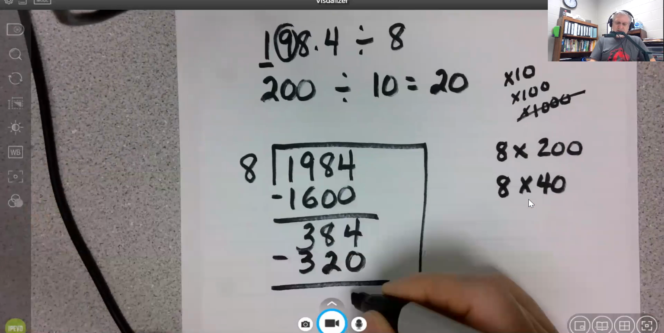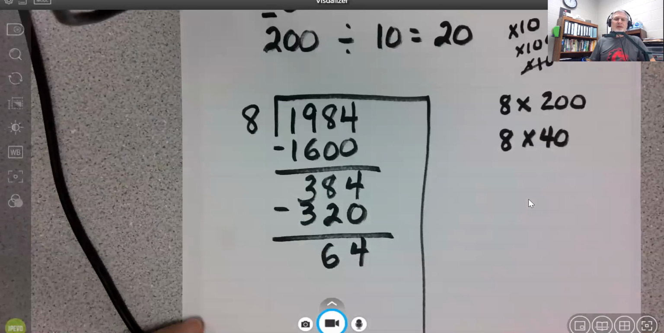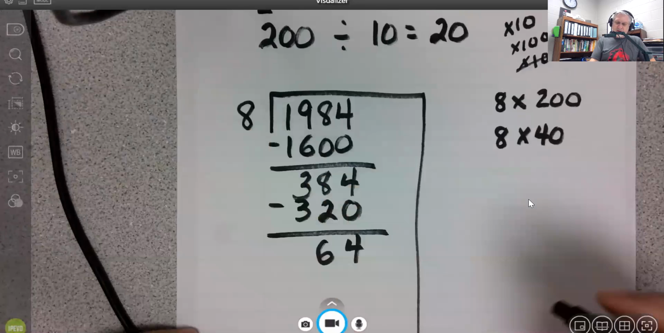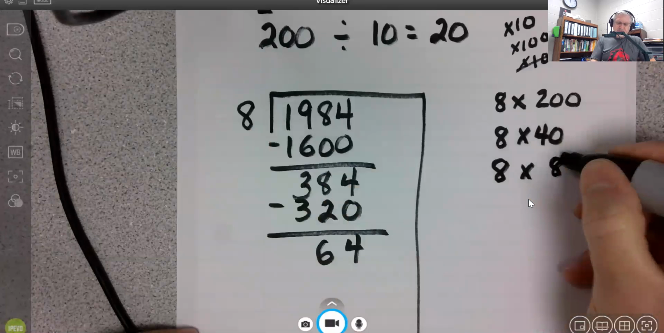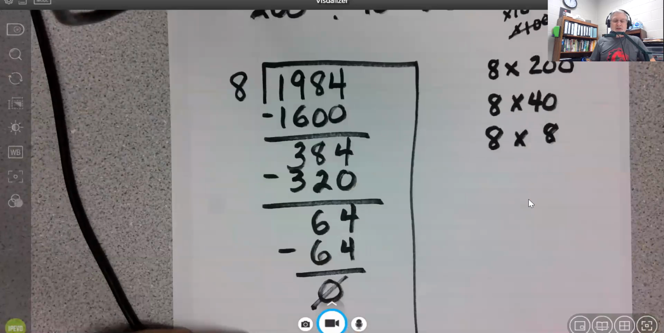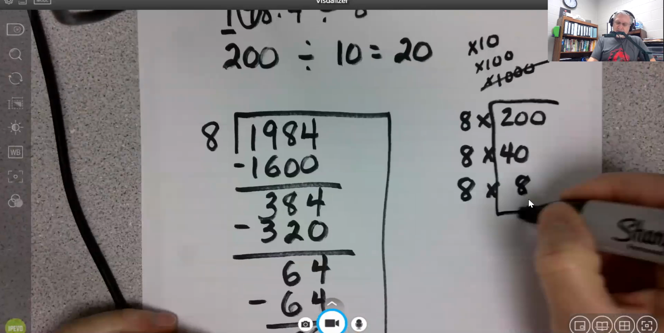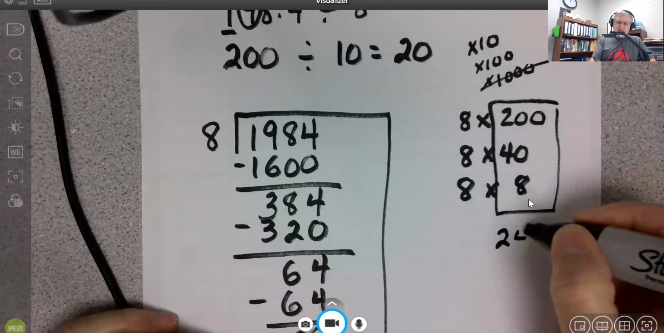So 4 minus 0, 8 minus 2, I'm down to 64. So what number times 8 will equal 64? And that should be 8. 8 times 8 is 64. Again, knowing your multiplication facts will make division a little bit easier for you. I want to add these together. 200 plus 40 plus 8 will give me 248.